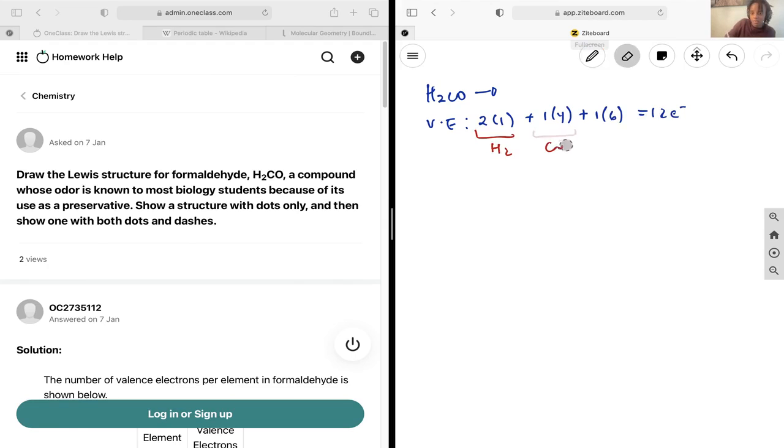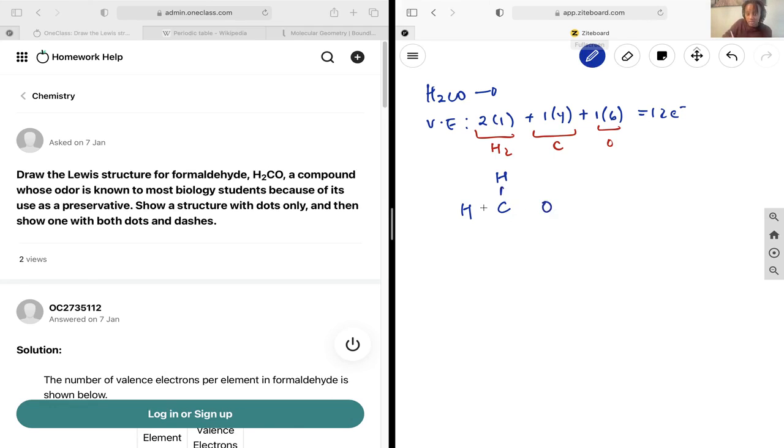H2, C, O. And so now let's go about drawing a skeleton structure. Let's place the hydrogens around the carbon and then the oxygen on its own. Typically, we like carbon as the central atom. It can make the most bonds. So in this scenario, it is our central atom.